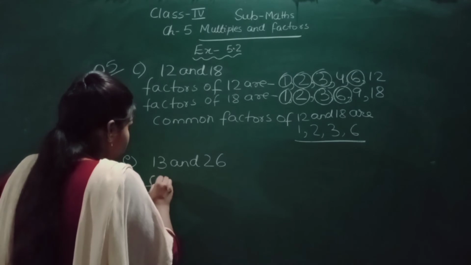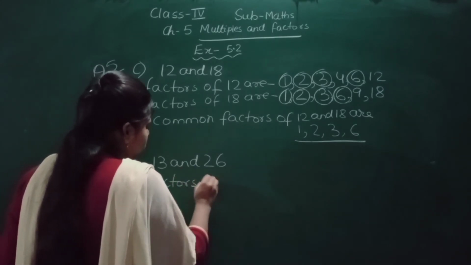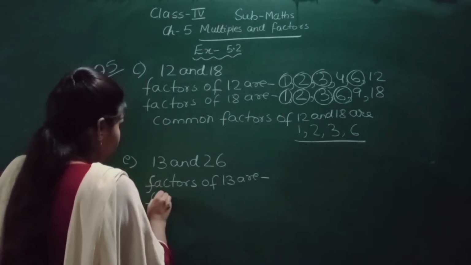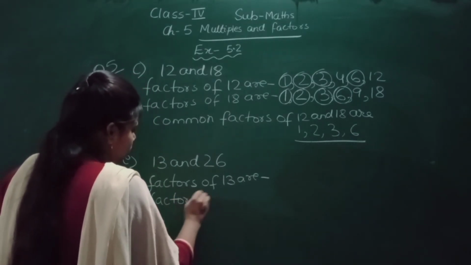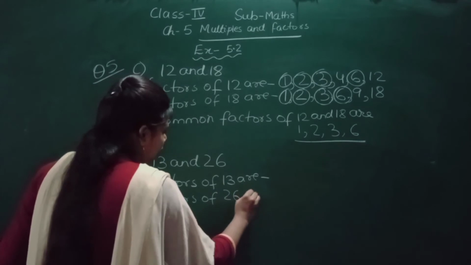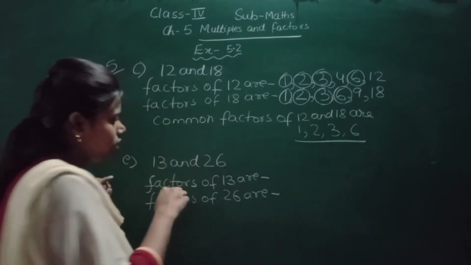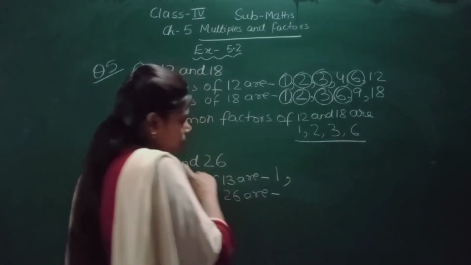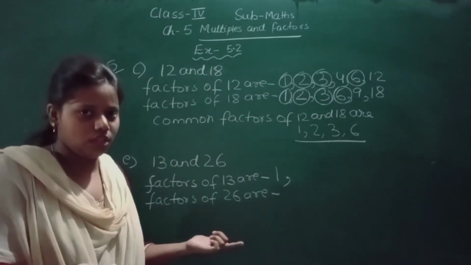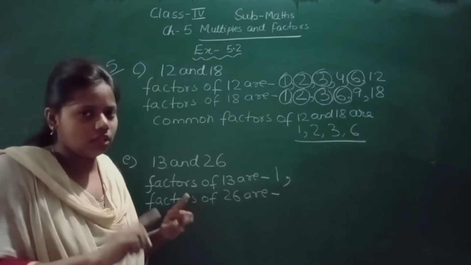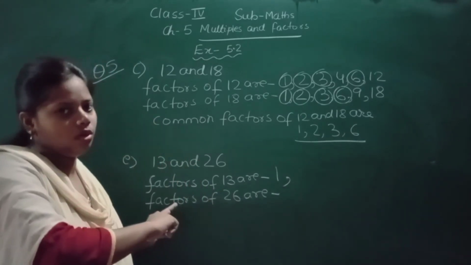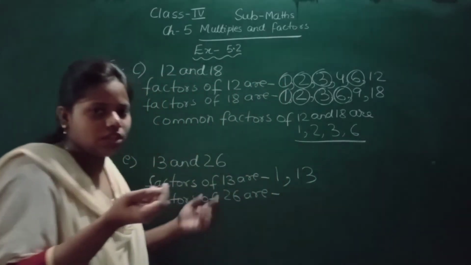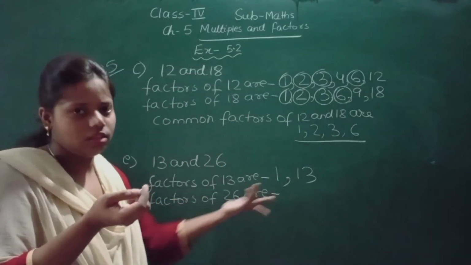Now let us find the common factors of 13 and 26. First we will write factors of 13 are, then we will write factors of 26 are. So 13 comes in the table of 1, 1 is the factor. 13 does not come in any other table, you know the tables, no? 13 comes in any table? No, it comes in its own table only. So 13 is the factor of its own table. There are only two factors of 13, 1 and 13.